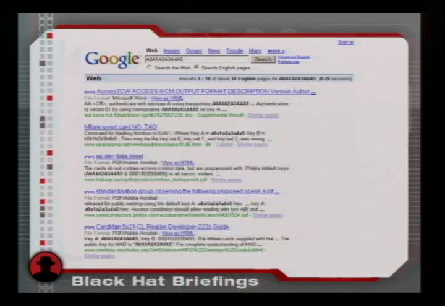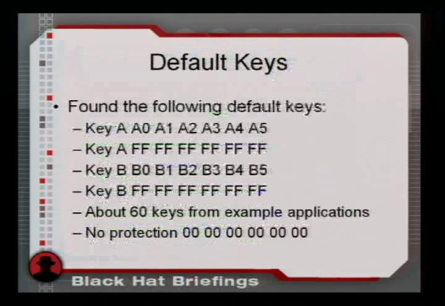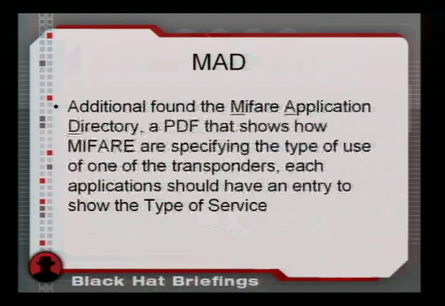Okay, we got some keys, we got some information. Oh, wait a minute, we also got the data sheets. And we got the default keys, we got more than 60 keys from example applications. Even without any type of protection, you can access with a 0 key. So, what will be the next step?